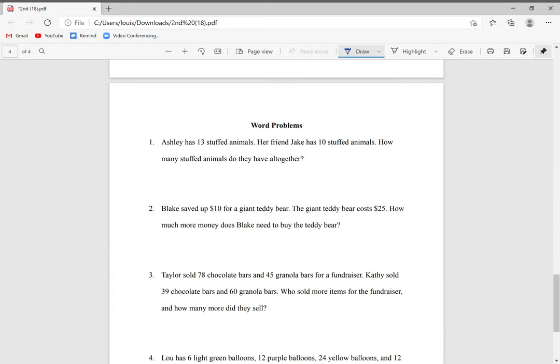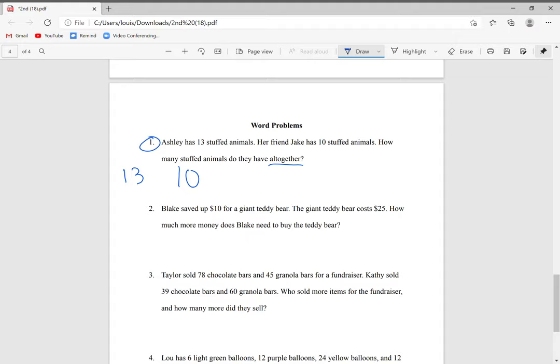Alright. Finally, we'll move on to our word problems. So let's just start with number one. Ashley has 13 stuffed animals. Her friend Jake has 10 stuffed animals. How many stuffed animals do they have altogether? So when you read out the question, it's very important to always write out what they give you. So Ashley has 13 stuffed animals, and her friend Jake has 10 stuffed animals. It is asking how many stuffed animals do they have altogether.